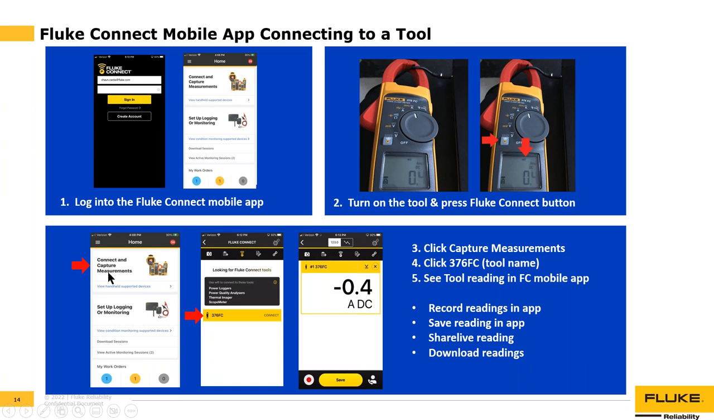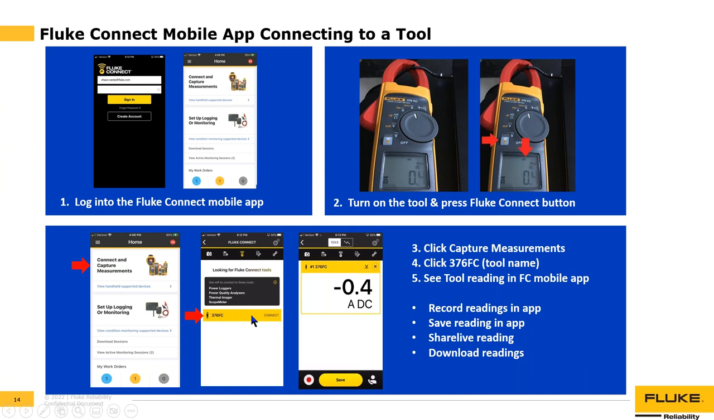The third step in the process is to go back to your mobile phone, click on the connect and capture measurements area of the screen, which is in fact a button. That will provide you with a list of all of the tools that have their Fluke Connect Bluetooth signal activated. In this case, it just happens to be the one tool, the 376 FC clamp meter.